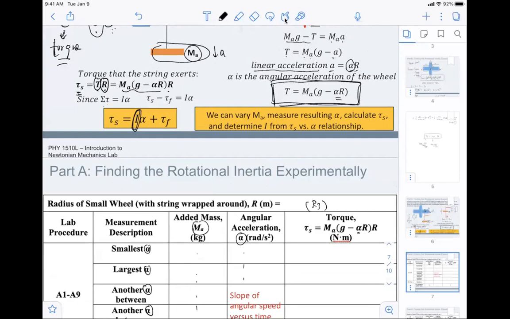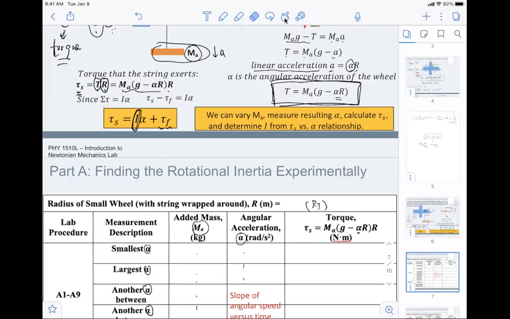You can see that it will not pass through 0, 0. So if you plot this, it's not going to pass through the origin. It will have a y-intercept, okay? So the y-intercept, a lot of times in our lab, is because it will always have some friction. So it's the torque due to that friction. So that will also show up in your graph.